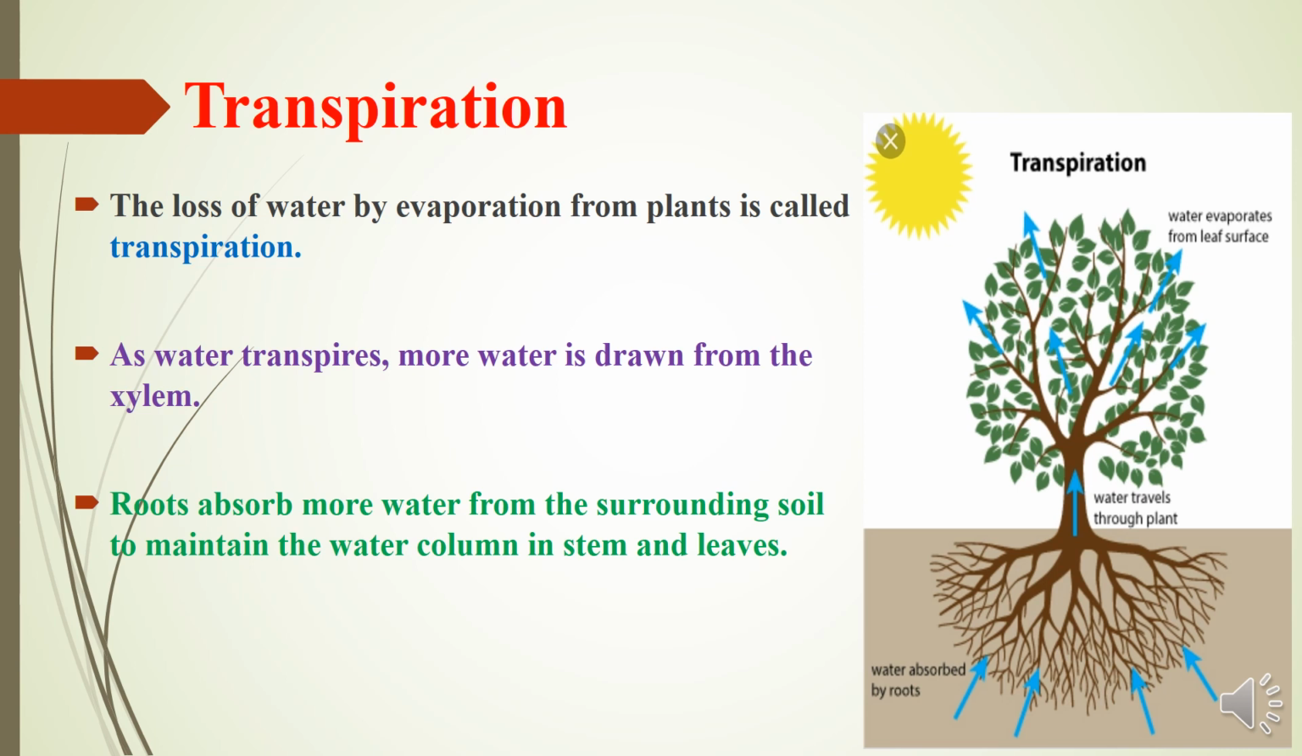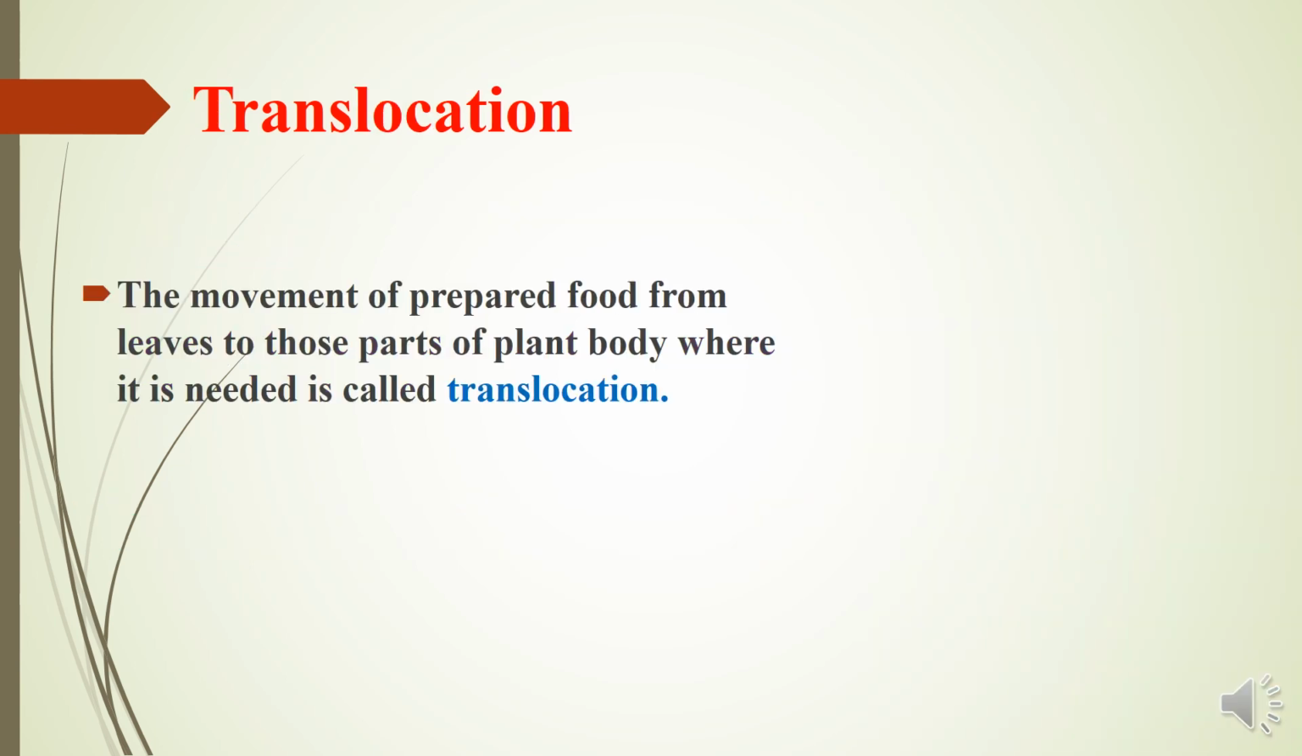This movement of water exerts a pull on the water within the xylem. As water moves out of the leaves, more water moves up from the stem. So the roots absorb more water from the surrounding soil to maintain the water column in stems and leaves. So this is the method of transpiration. So the next topic is translocation.